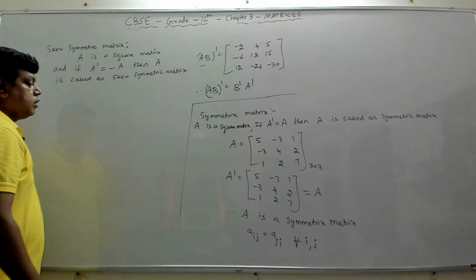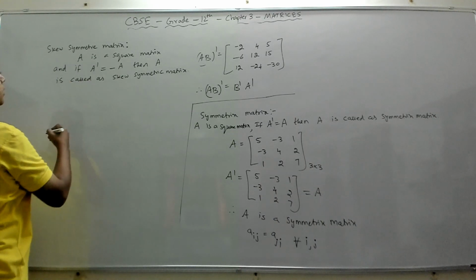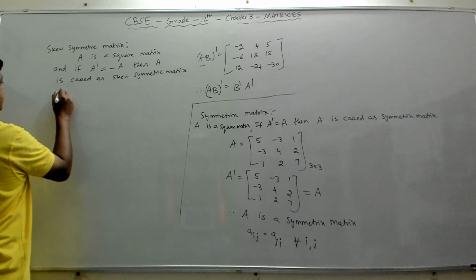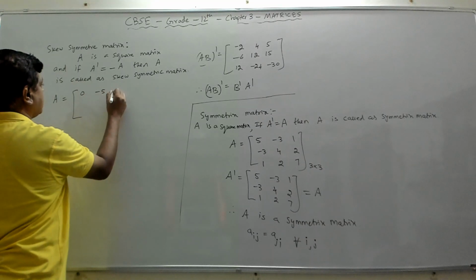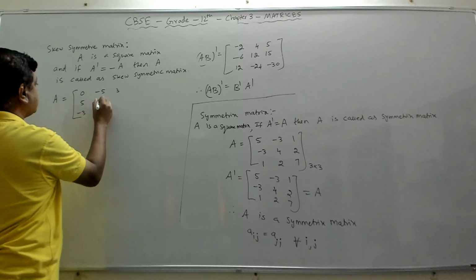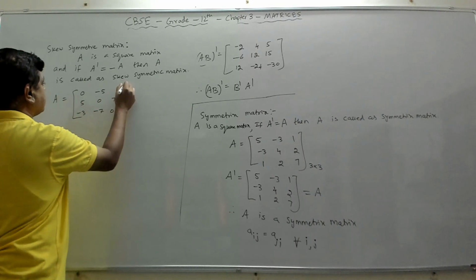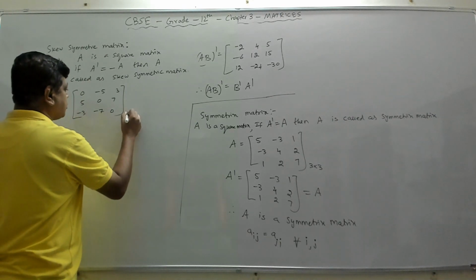Right, now what we have is a skew symmetric matrix. Here we'll give an example. Suppose A matrix is 0, minus 5, 3, 5, minus 3, 0, 0, 7, minus 7. This is how the matrix is. Order is 3 cross 3 again.